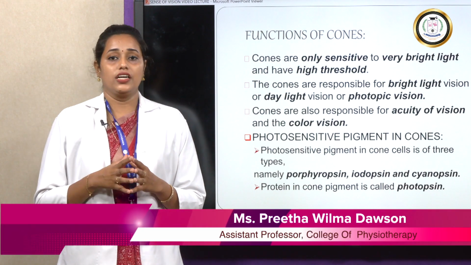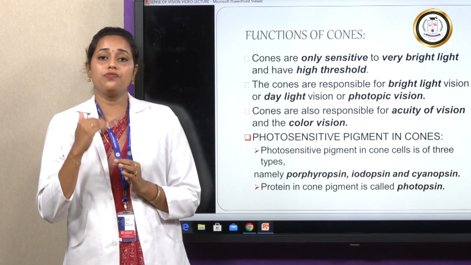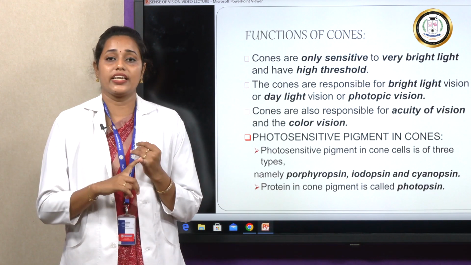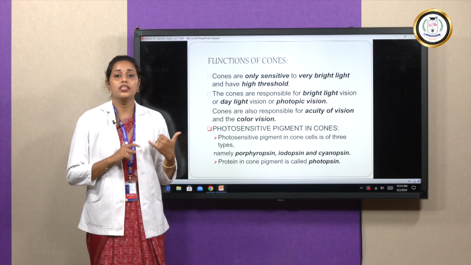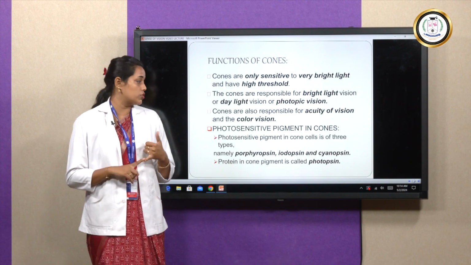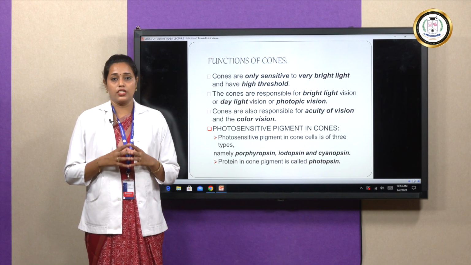So let's consider an area with a well-lit structure. The vision we are able to perceive with it is regulated by the cones, and the vision we are able to perceive in the daytime is also regulated by cones. Cones are responsible for acuity, that is the boundary of the image, and also for color vision. The photosensitive pigments in cones.